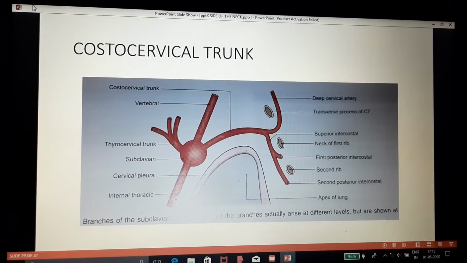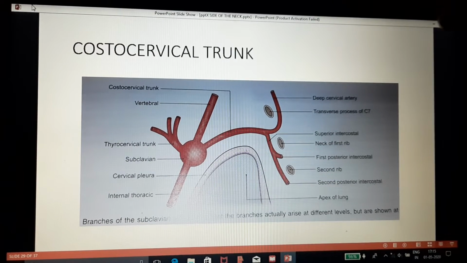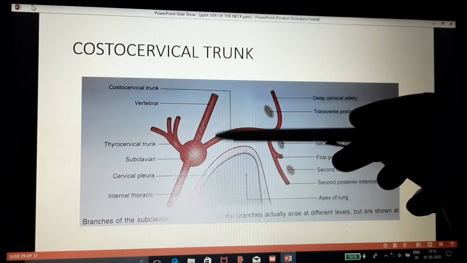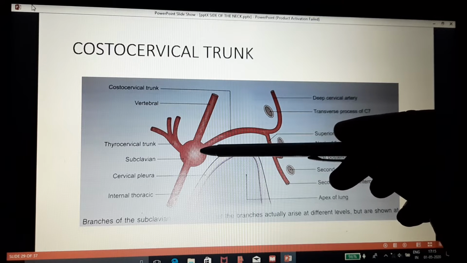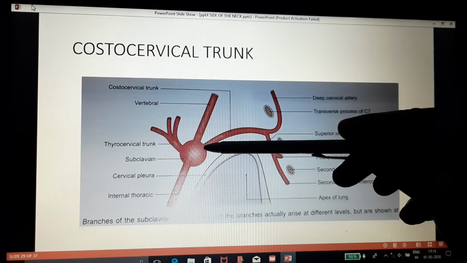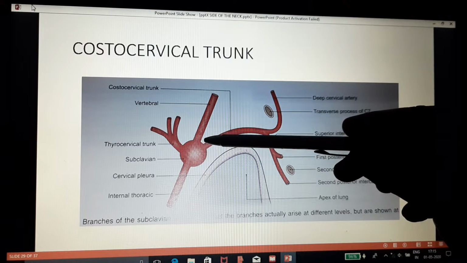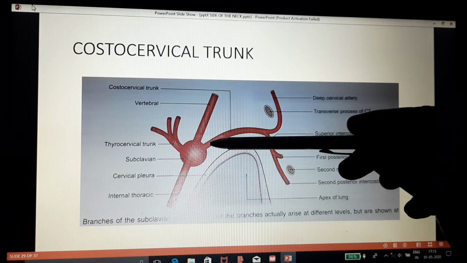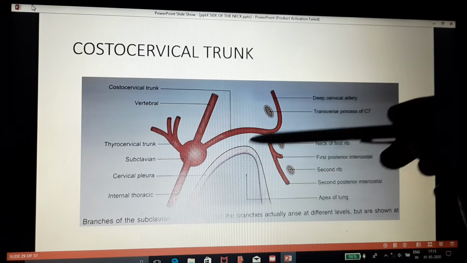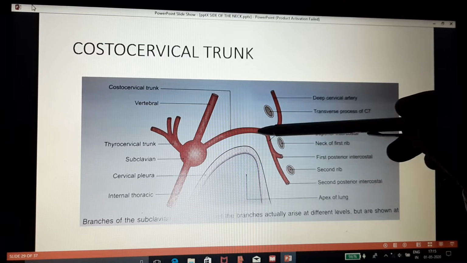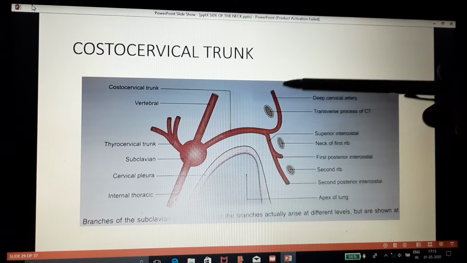Now we will study about the costocervical trunk. Costocervical trunk arises from the posterior part of the subclavian artery. On the left side, it arises from the first part, and on the right side, it arises from the second part. As it rises, it forms a loop around the apex of the lung and goes posteriorly.